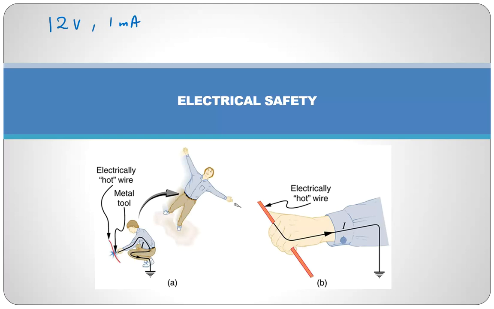What does milli mean? 1,000th, okay? So Ohm's law says R equals V over I equals 12 volts over 1 milliamp equals 12 kilohms. Kilo means 1,000, milli was 1,000th, so the units work. So if the resistance is less than 12 kilohms, you could feel it. If it's less than 1 kilohm, 1.2 kilohms, my rough number, it can cause your muscles to involuntarily contract.